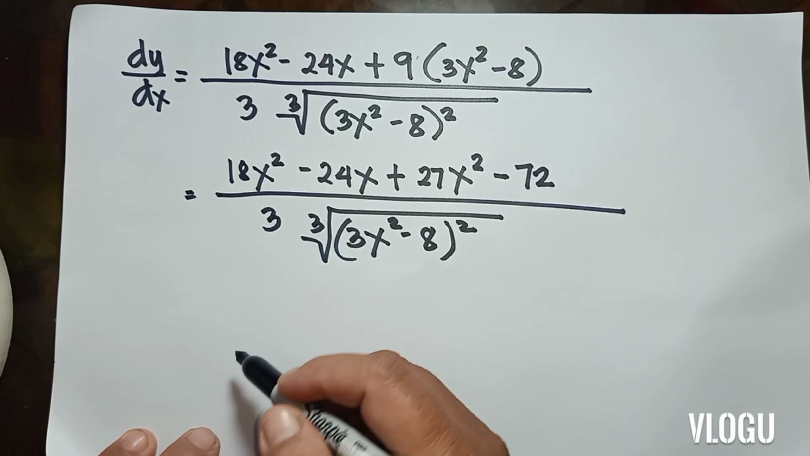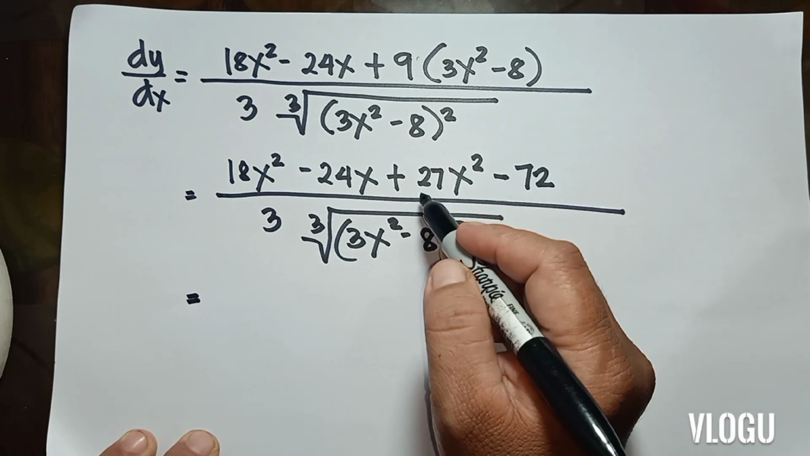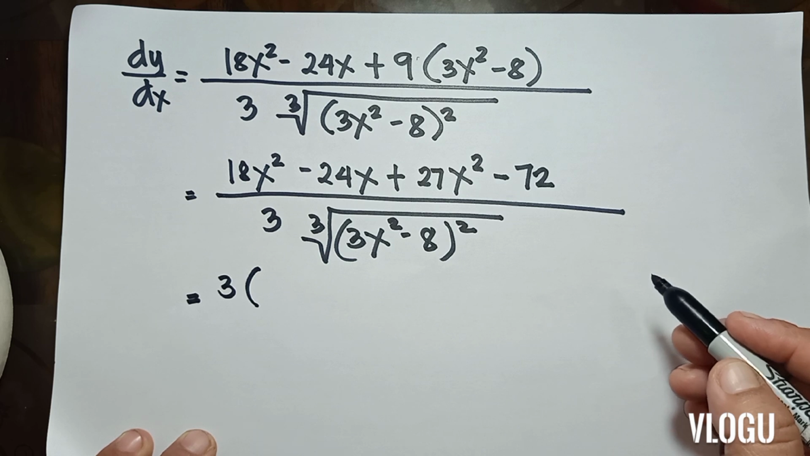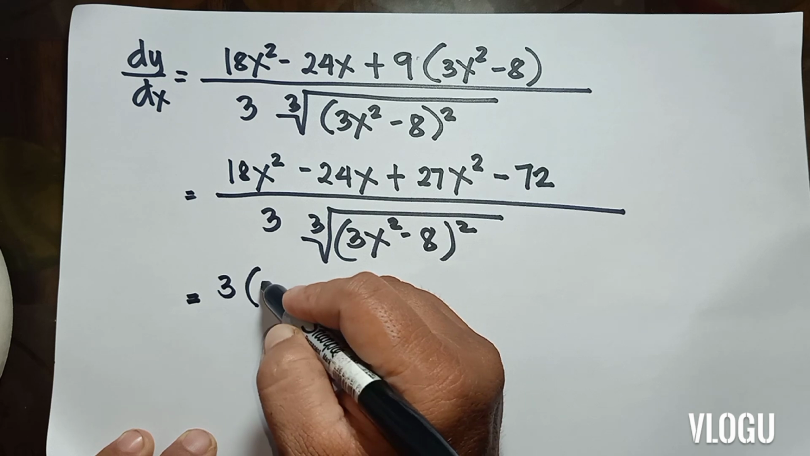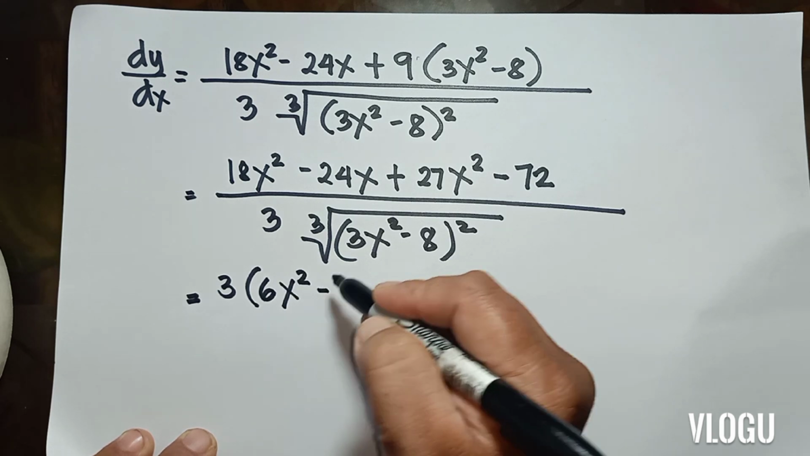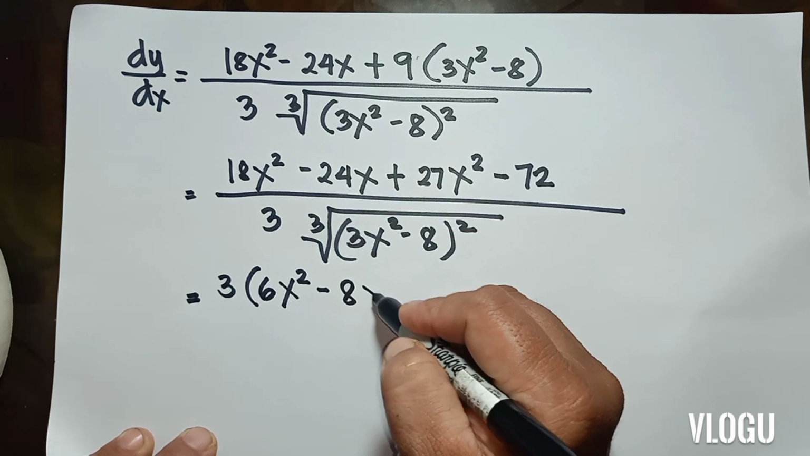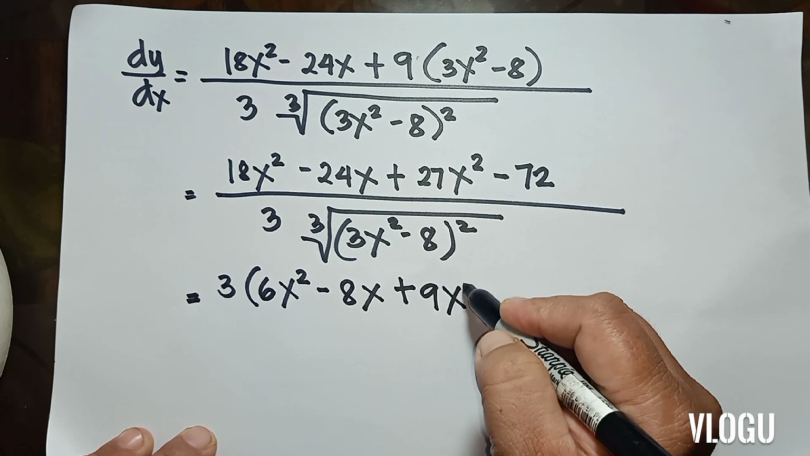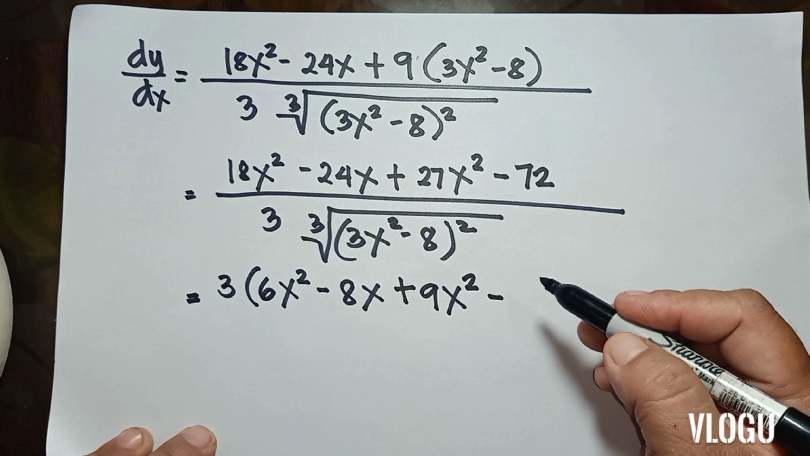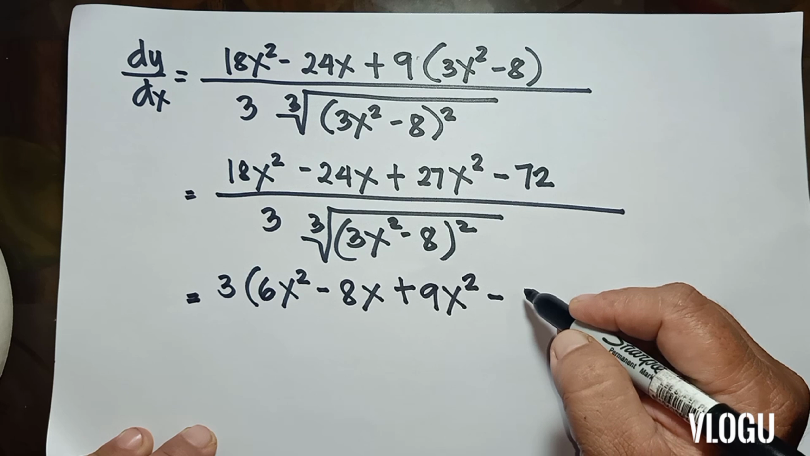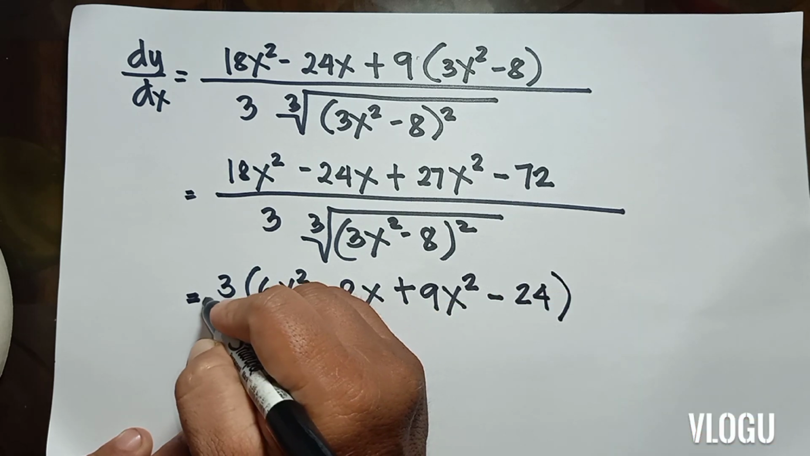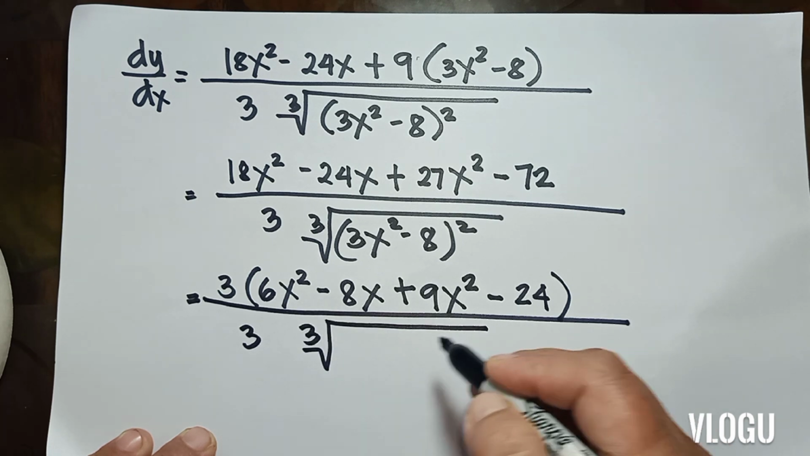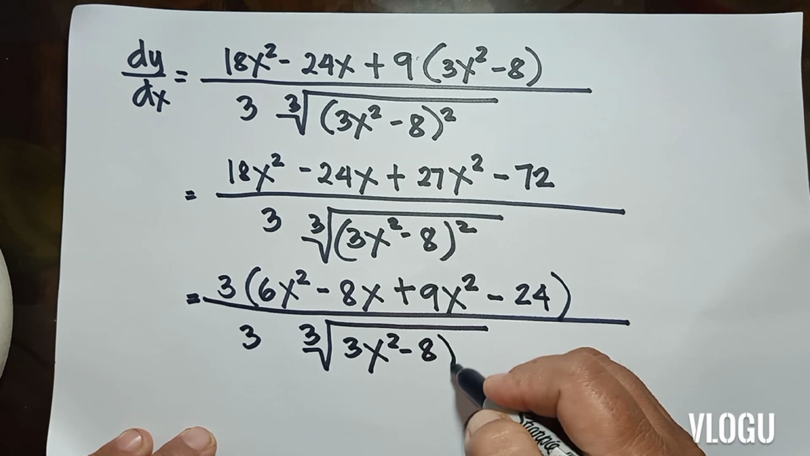So, the common factor here is 3. So, factor out 3. So, we have 18 divided by 3, that is 6x squared, minus 24 divided by 3, that is 8x, plus 27 divided by 3, that is 9x squared, minus 72 divided by 3, that is 24, divided by 3 times the cube root of 3x squared minus 8, that is squared.